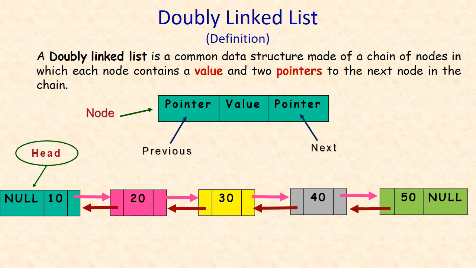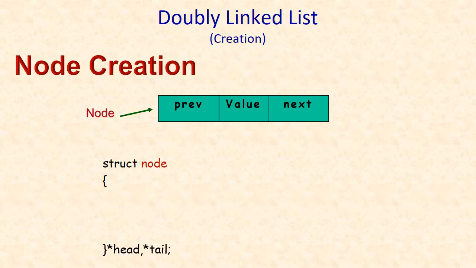Let us get into the discussion about the implementation of a node. A node, as I told you, consists of three members. One is the value and two among them are pointers. The left pointer is called previous, the right pointer is called next.